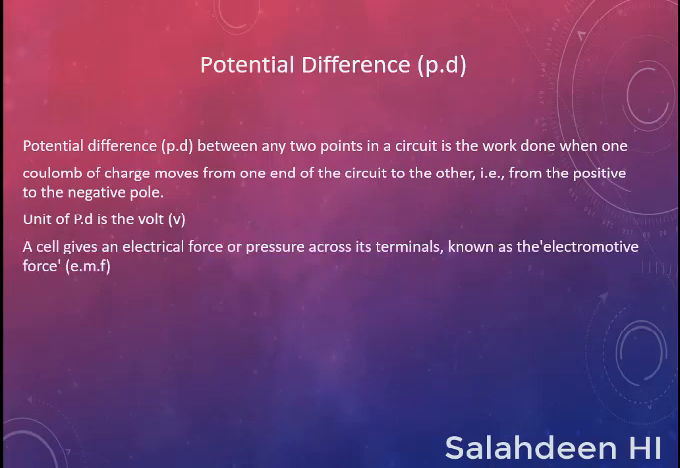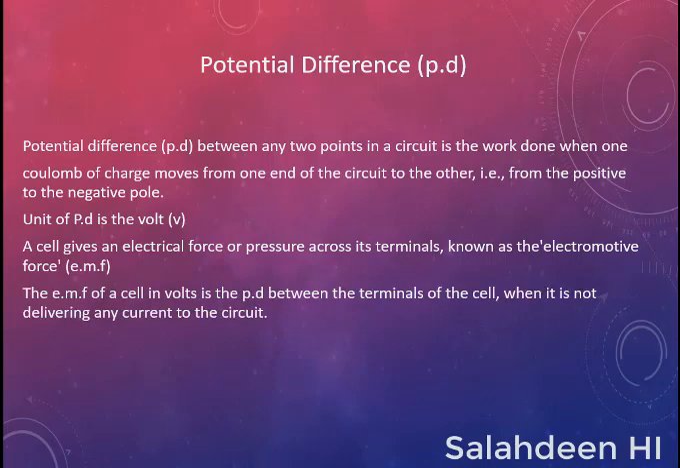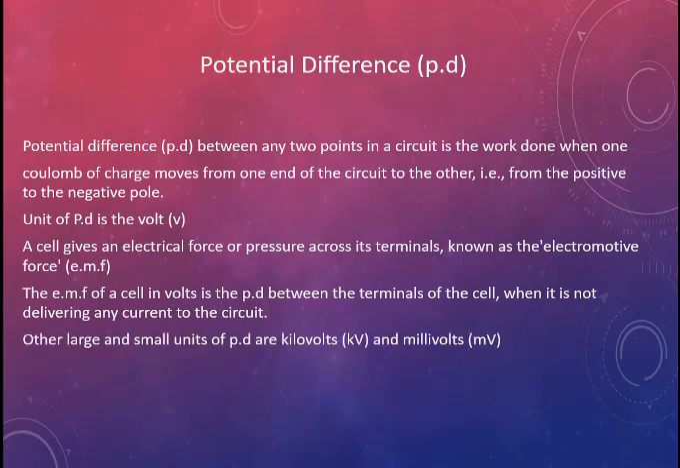A cell gives an electrical force or pressure across its terminals, known as the electromotive force, EMF. The EMF of a cell in volts is the PD between the terminals of the cell when it is not delivering any current to the circuit. Other large and small units of PD are kilovolts, kV, and millivolts, mV.